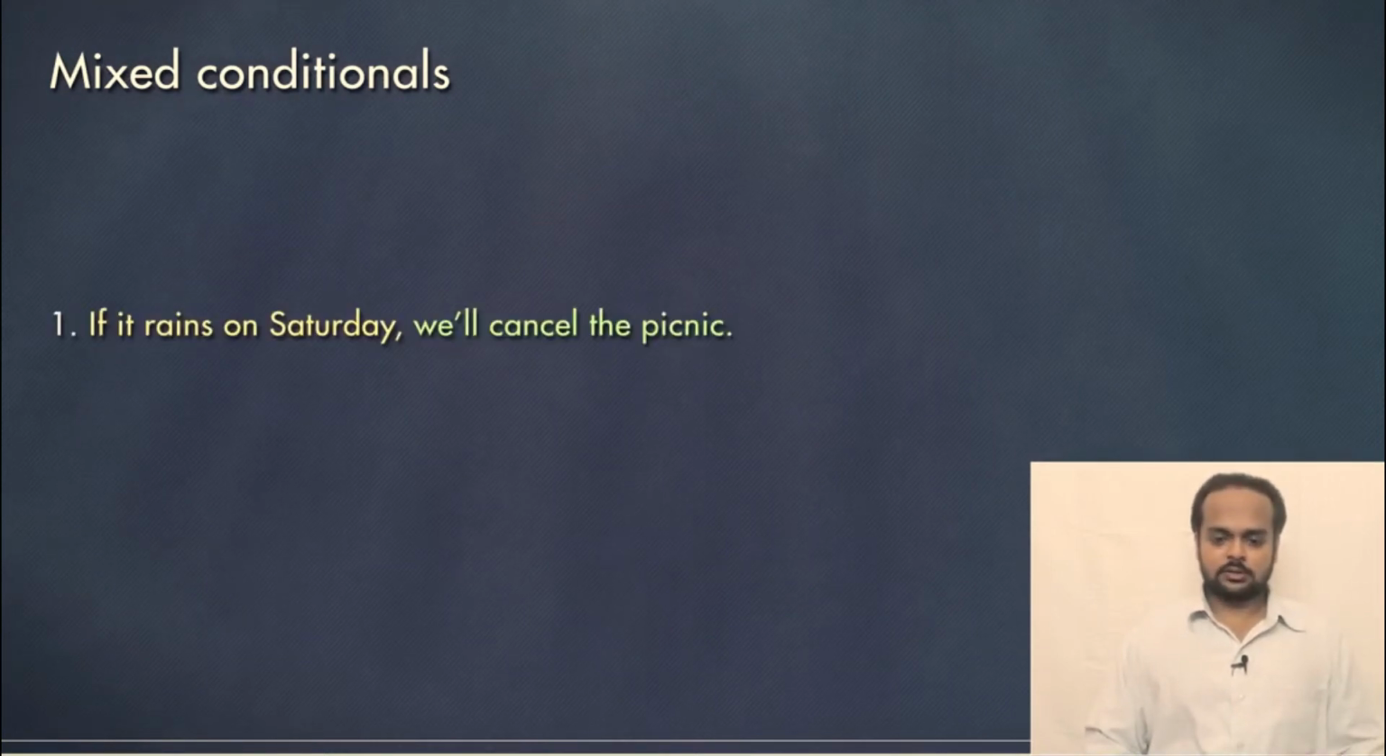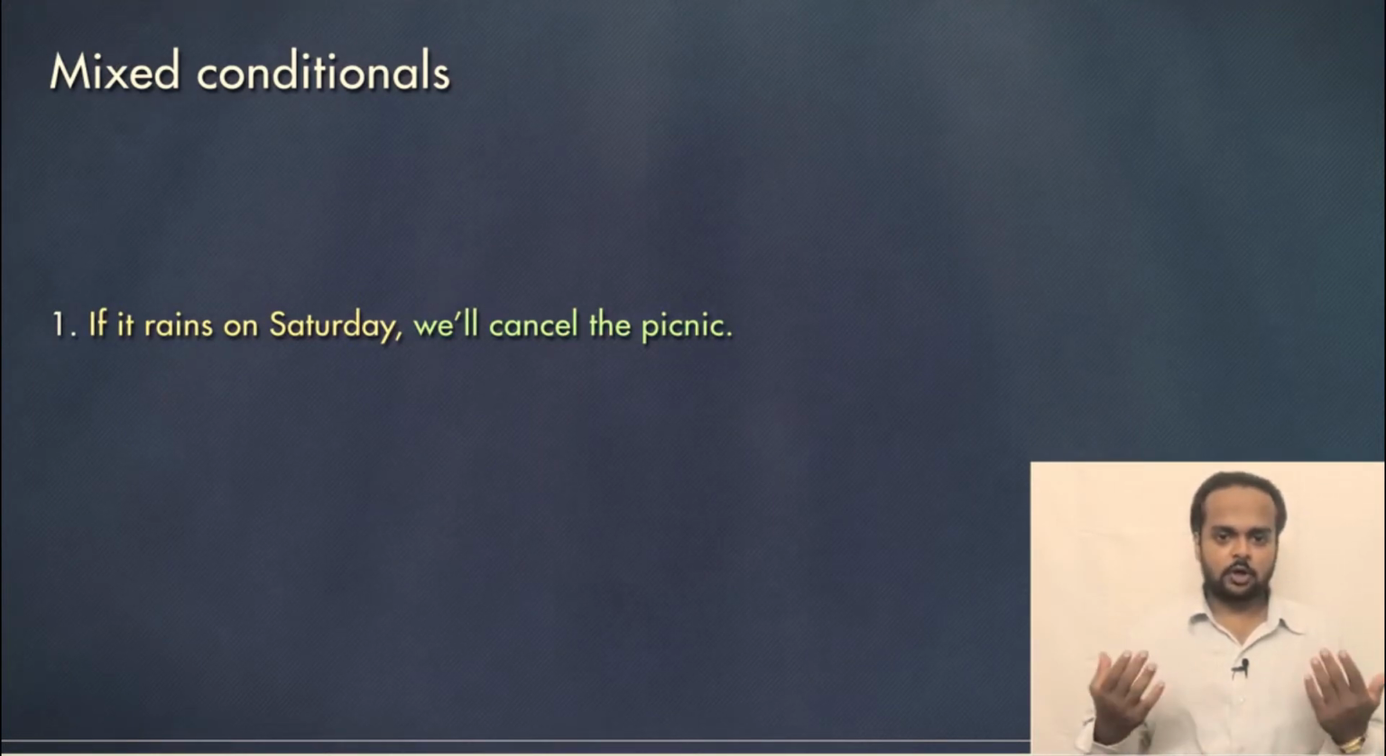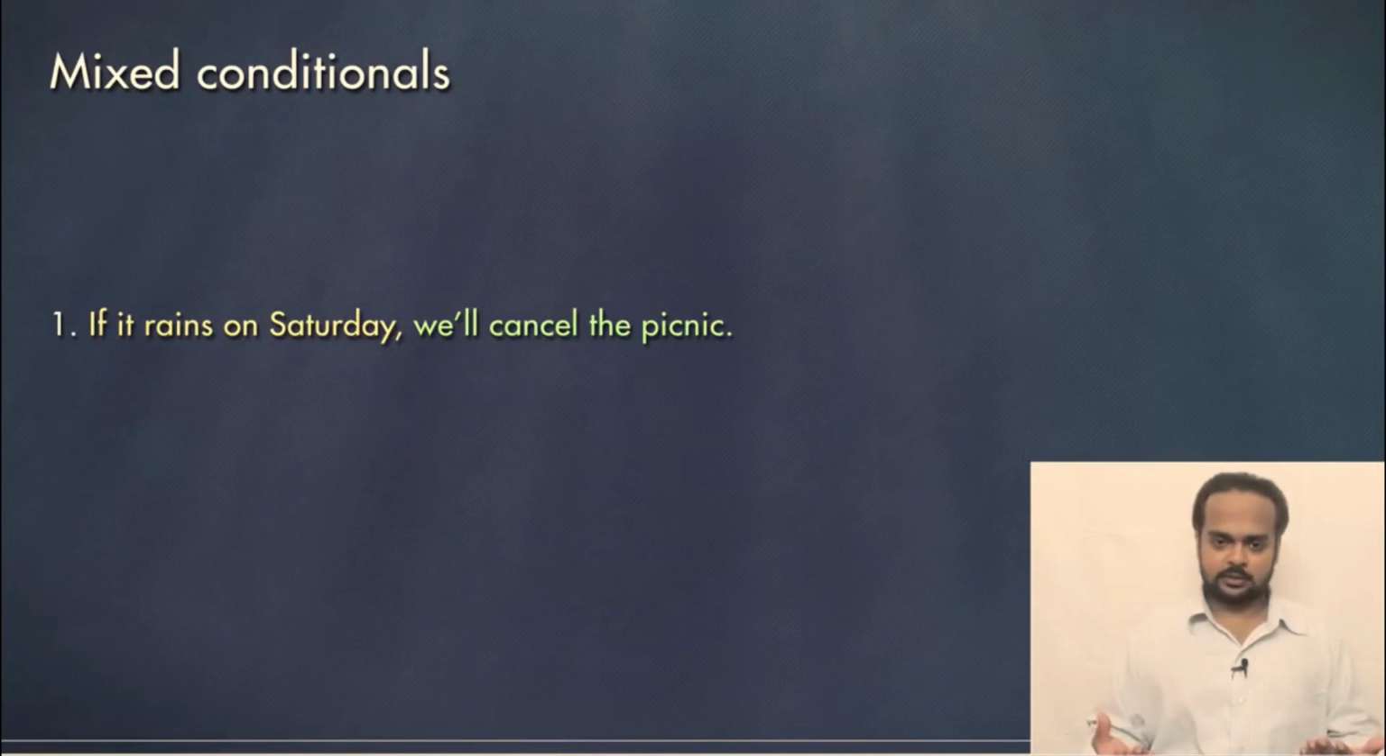If it rains on Saturday, we'll cancel the picnic. So what do you understand by that? Well, you know that there's a picnic planned for Saturday, and if it rains, we cannot go on the picnic, so we'll cancel it. This is the most common type of condition.